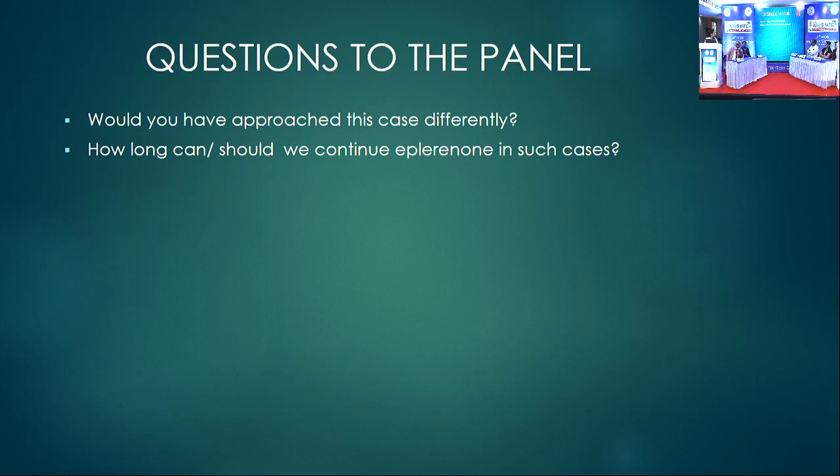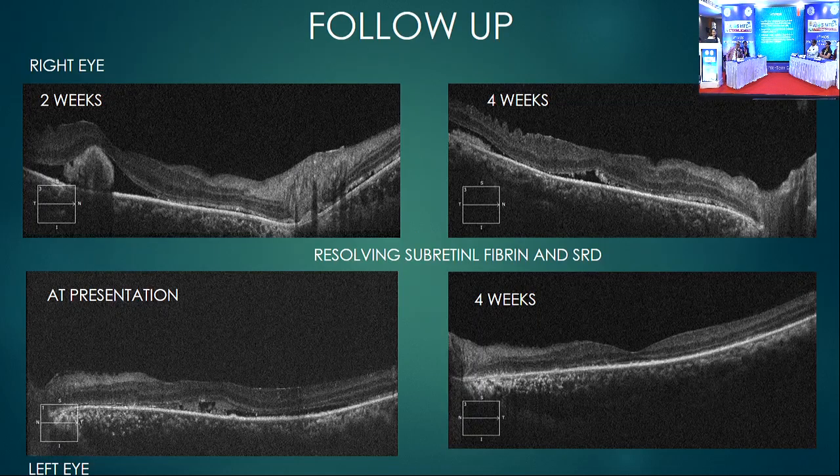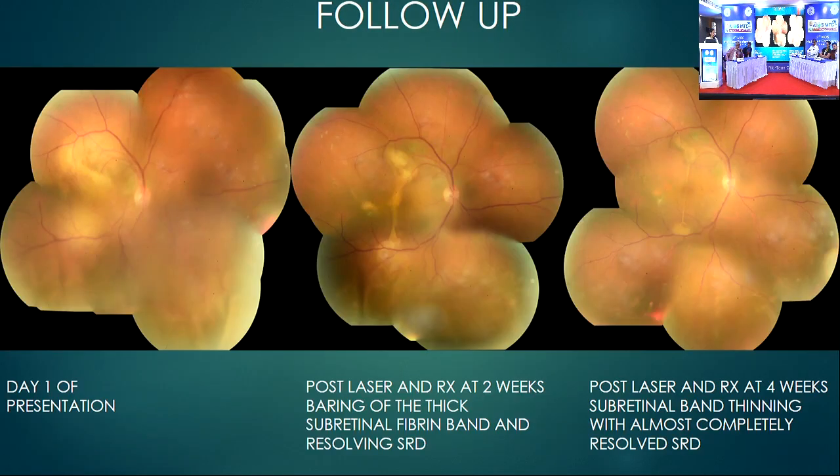BCVA, you didn't tell what happened to BCVA in the right eye. Sorry, I did not mention that. So the BCVA of the right eye became finger counting 1 meter. The left eye was maintained at 6/18. It didn't improve the vision.